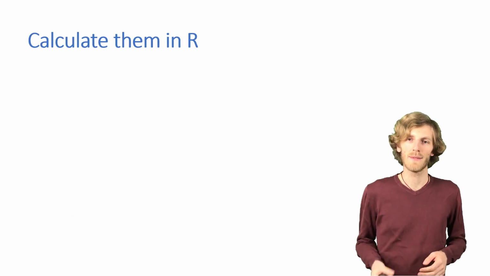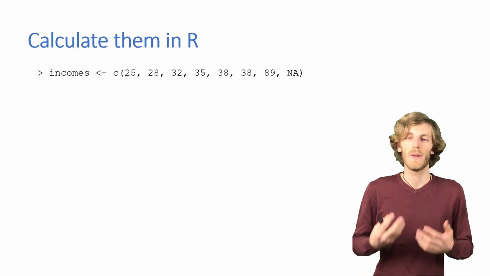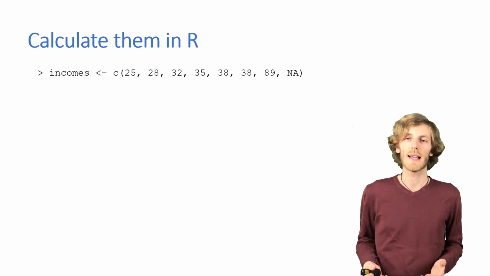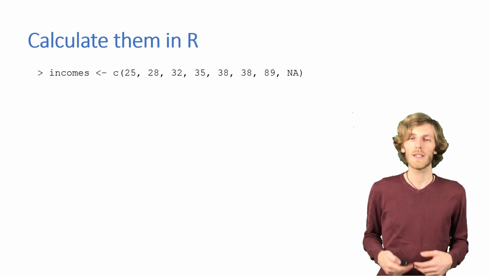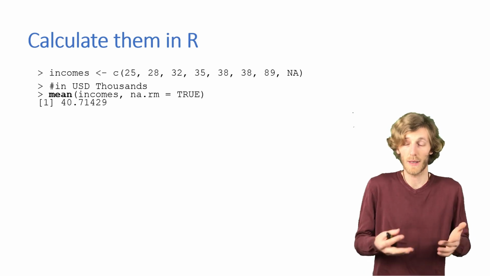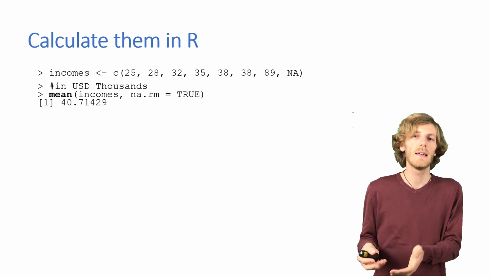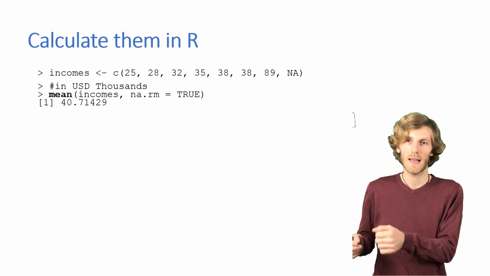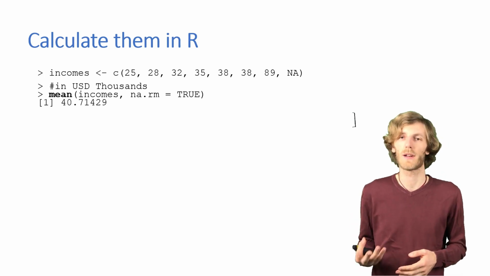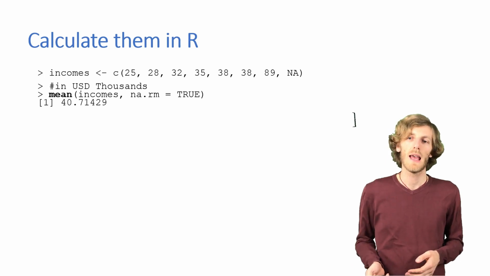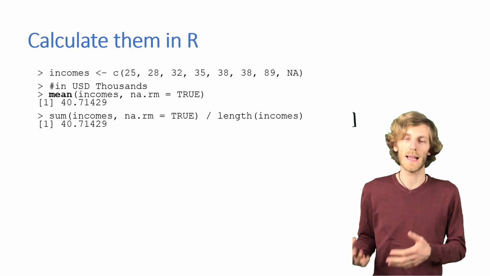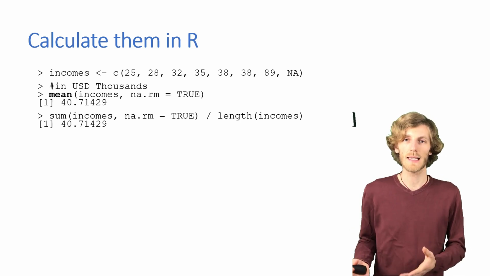How do we calculate them in R? So I just created a little data set of incomes here. NA means that that data point is missing. And then to calculate the mean is very straightforward. We just call the function mean, we give it the data, and we give it the argument na.rm equals TRUE. We need to do that because otherwise R will complain that there's a missing value in there. This is equivalent to taking the sum divided by the number of entries, by the number of incomes.